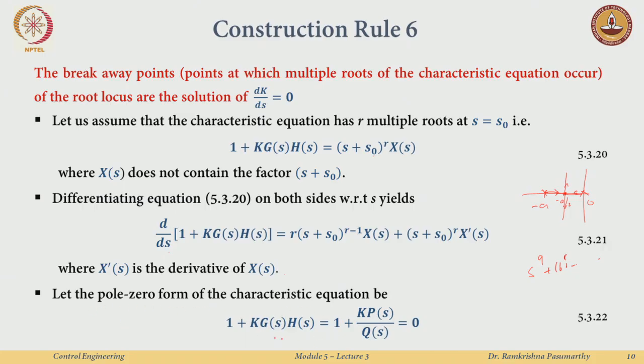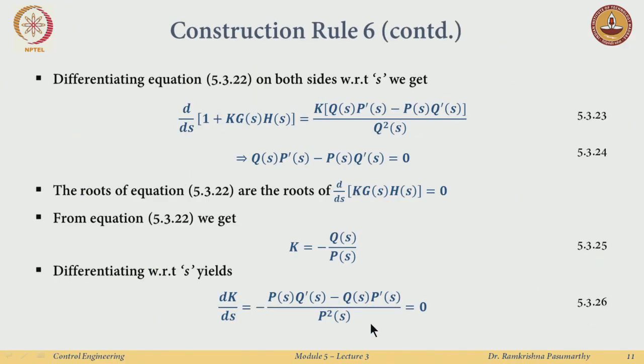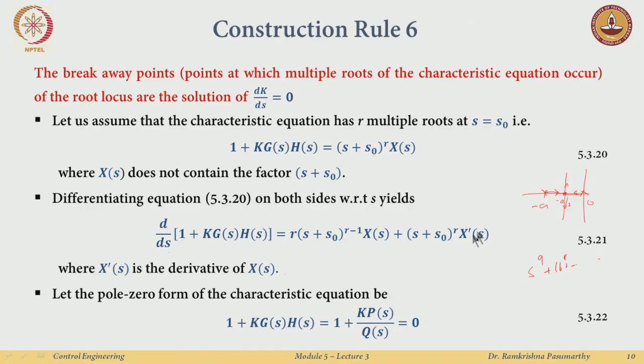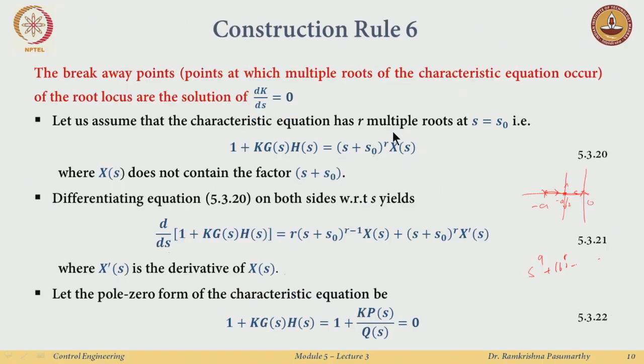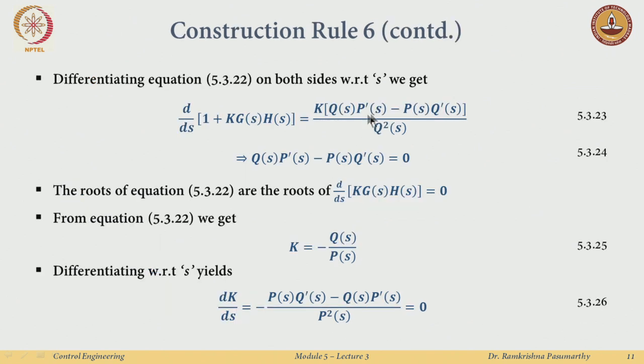In the pole-zero form I can write 1 plus k times g times h as 1 plus k times some polynomial p in the numerator and some polynomial q in the denominator. Now, let us see what this has to do. I can differentiate this and what I have is this thing. Exactly as before, I am differentiating this and differentiating this again here. So in terms of p and q, the condition that dh by ds equals 0 looks like this, just the numerator being equal to 0.